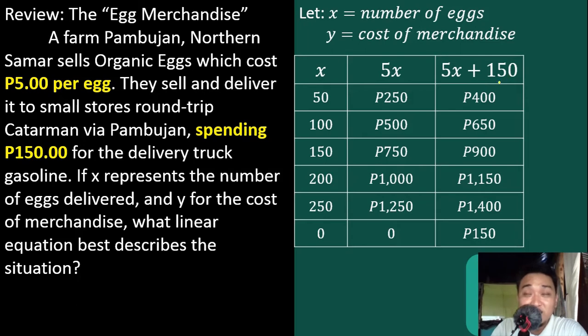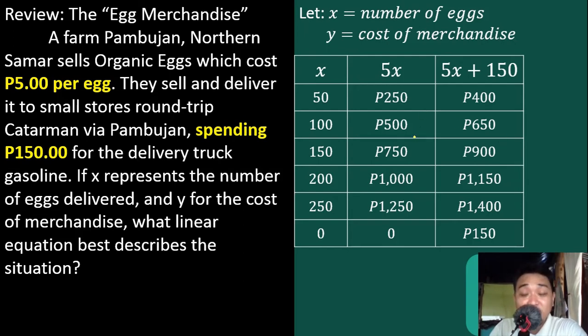Pero since dinadagdagan pa natin siya from time to time ng 150, which is constant, may constant siyang 150. At bakit merong constant na 150? Kasi yung ginasolina natin. So under that, makikita nyo po dito yung total cost ng merchandise. Kasama na yung pinanggasolina. Parang ganun po. So, if x is 50, y would be 400. If x is 100, y would be 650, and so on and so forth.